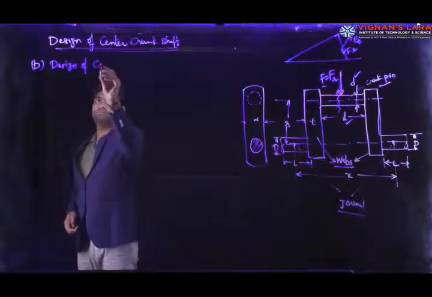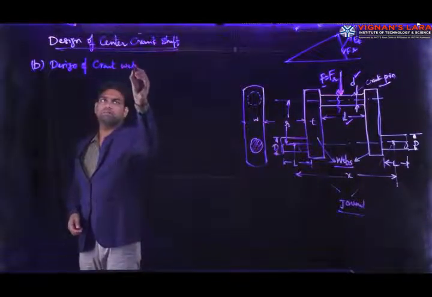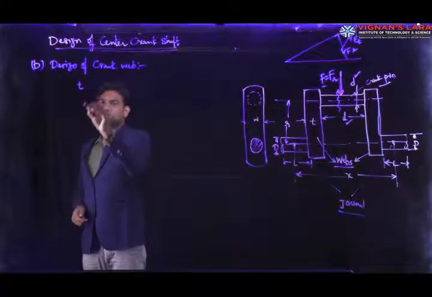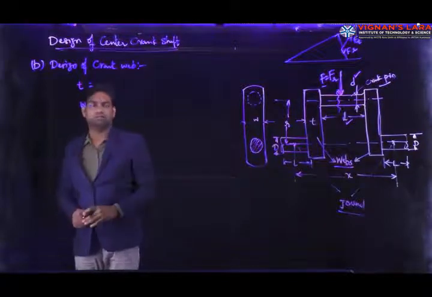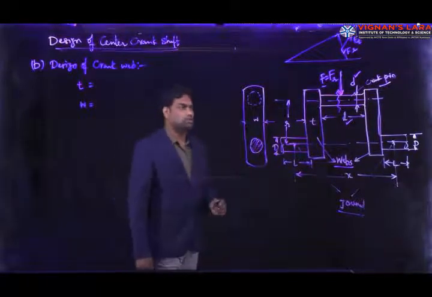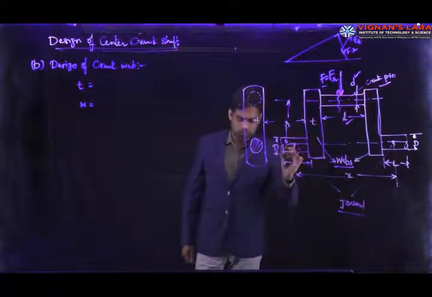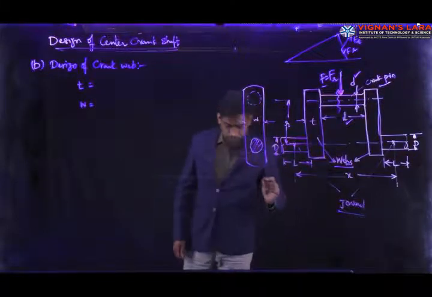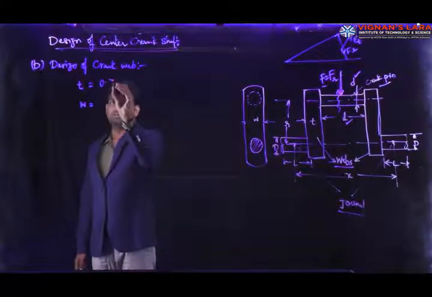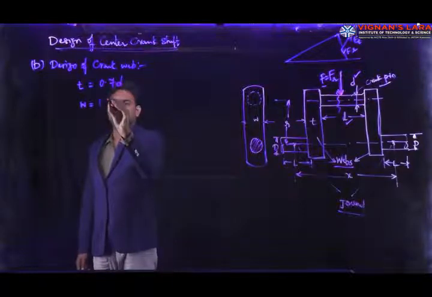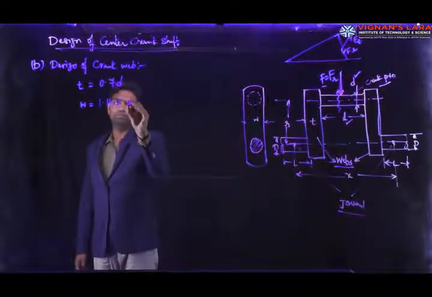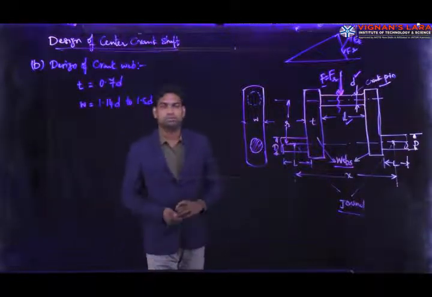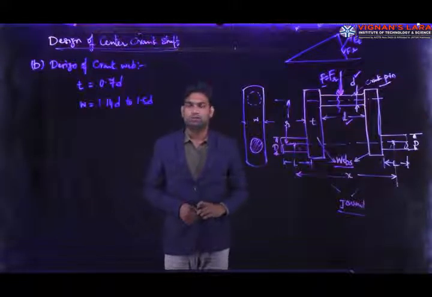Design of crank web. Initially the dimensions of the crank web, that is thickness T as well as width W of the crank web, are found by means of proportions based upon the diameter of the crank pin, small d. The thickness is 0.7 d and the width is taken as 1.14 d to 1.5 d. So these are the appropriate proportions for the thickness and the width of the web.